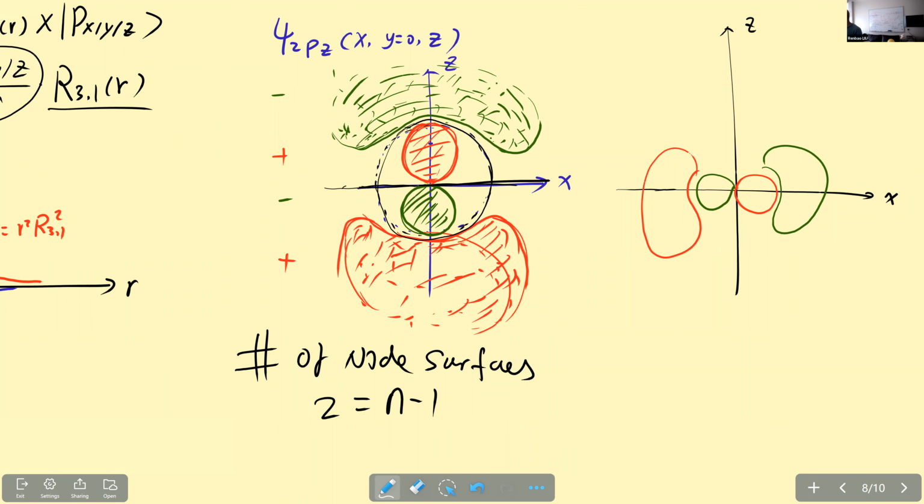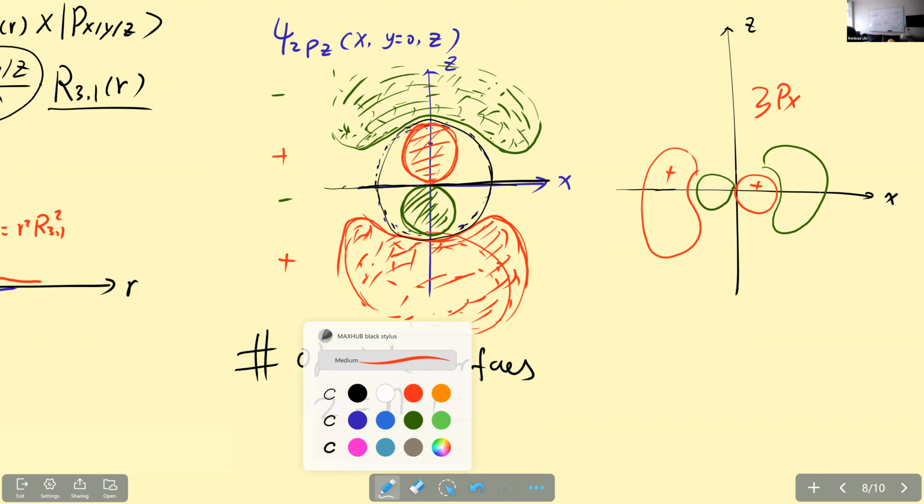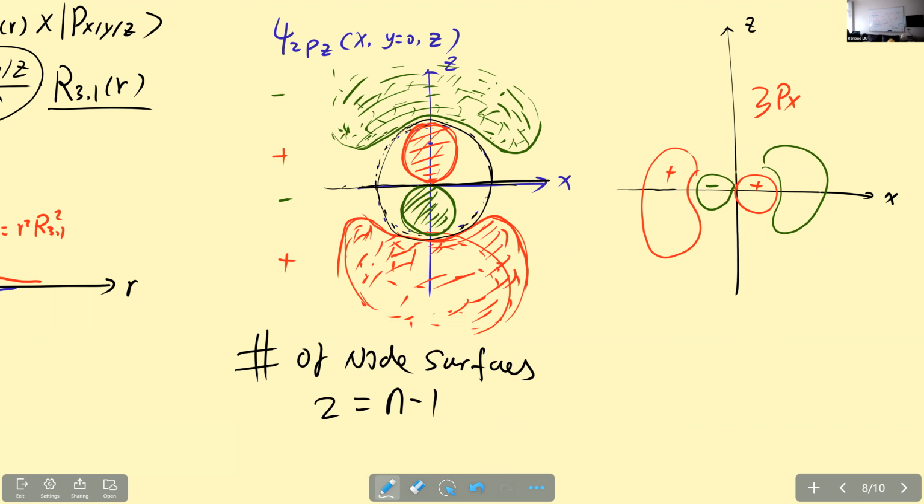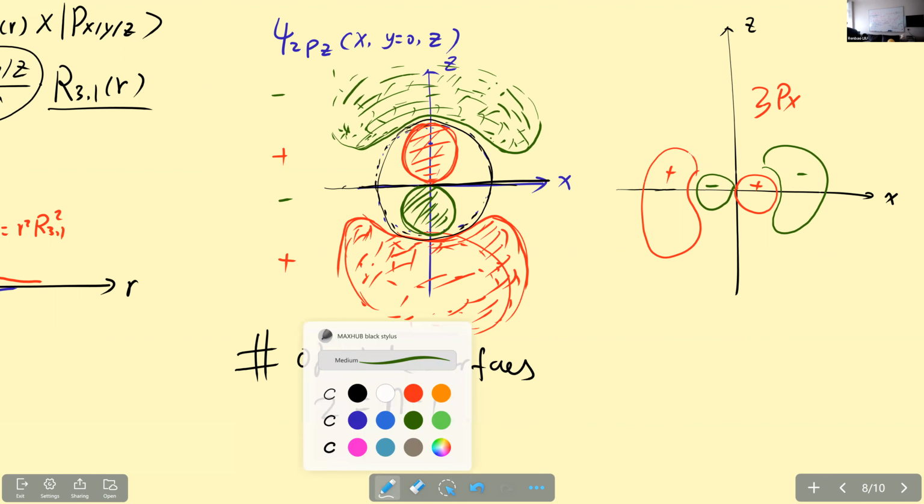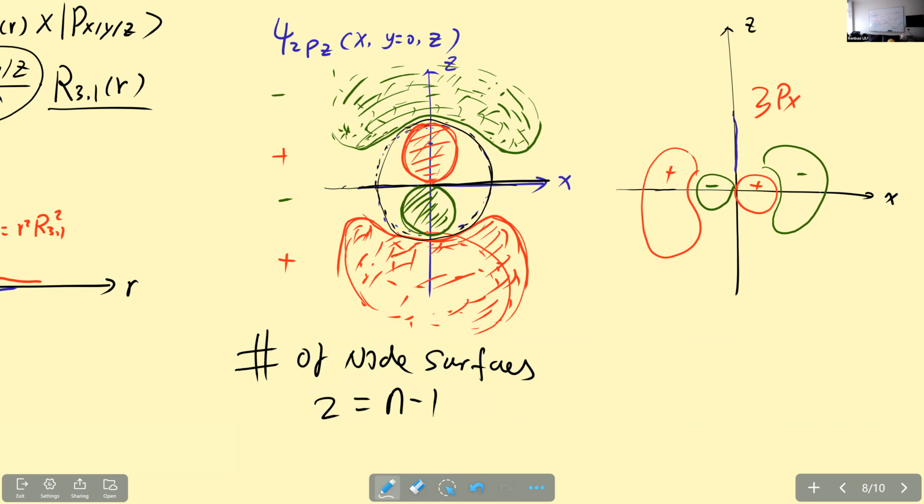Right. So this is the 2px. Sorry, 3px. So this is positive, and then this one is negative. So you have the nodal surface. This is one of the nodal surfaces, on which the wave function is 0, and this is another nodal surface. So you can see that this is 3px, and similarly for the 3py state.